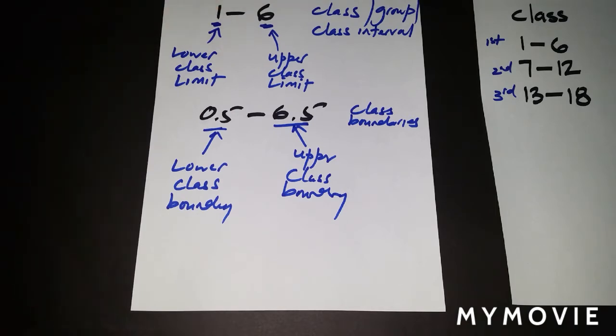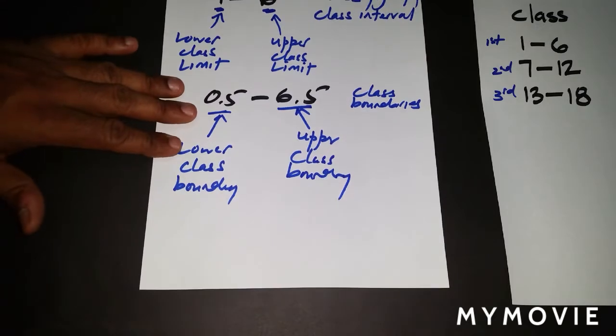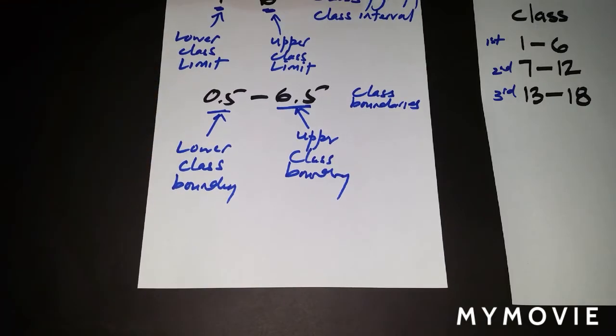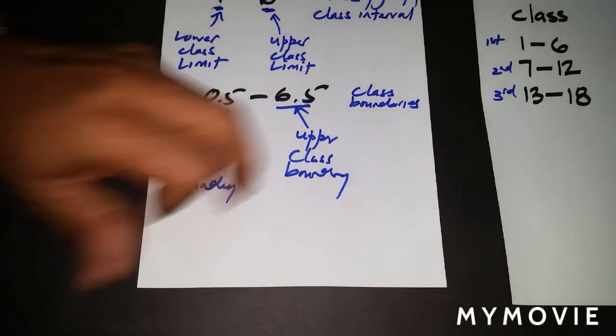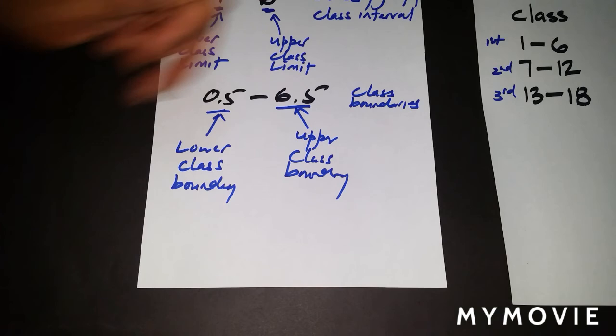And that will be the class boundary, because what I want to do is to trap these values that are a little bit over, a little bit under the whole numbers. That's all. All right. So you understand class interval, class limits, lower class limit, upper class limit, class boundaries, lower class boundary, upper class boundary. Remember, this is 6.5 here.